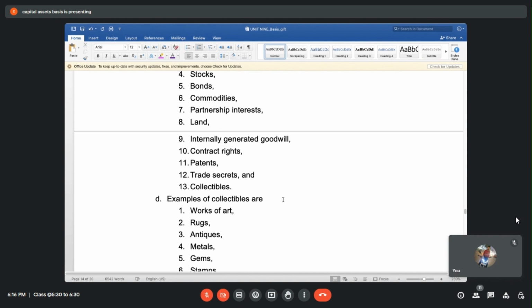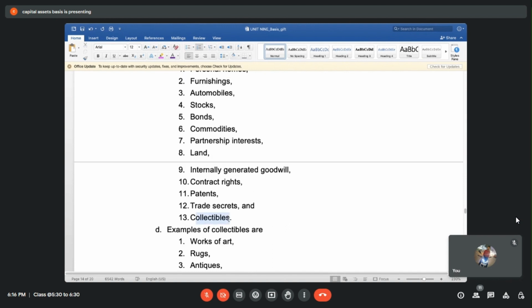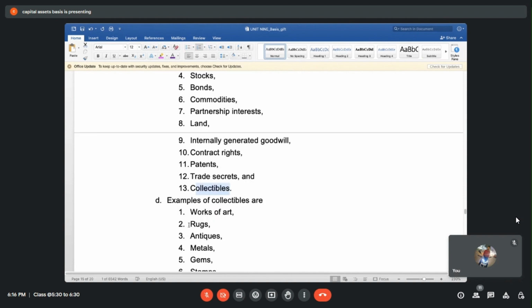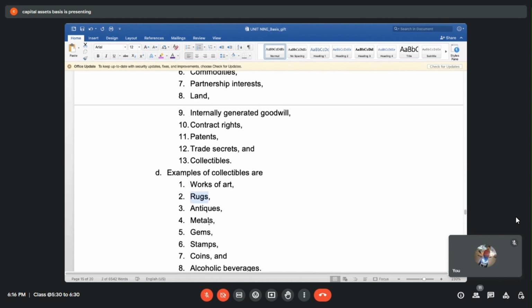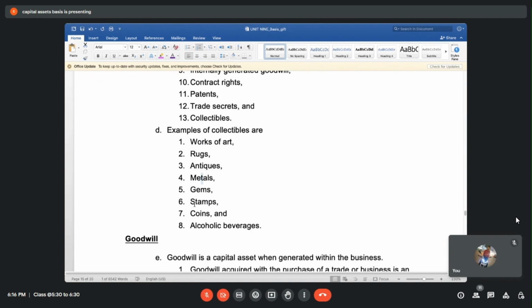And collectibles can be capital assets. They can be works of art, or maybe really handmade, hand woven rugs, any antiques, any precious metals. People have huge stamp collections, old coins collections, beverages, like some wines which are 200 years old, and they'll go for a very, very high price. People have hobbies of doing all these collections. So that may fall under capital asset.